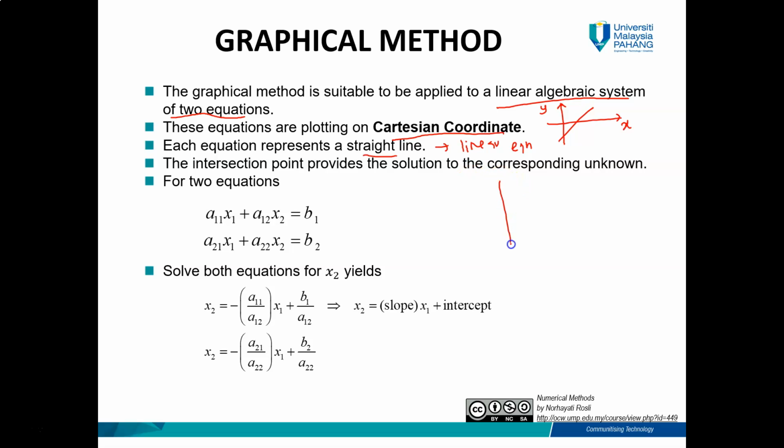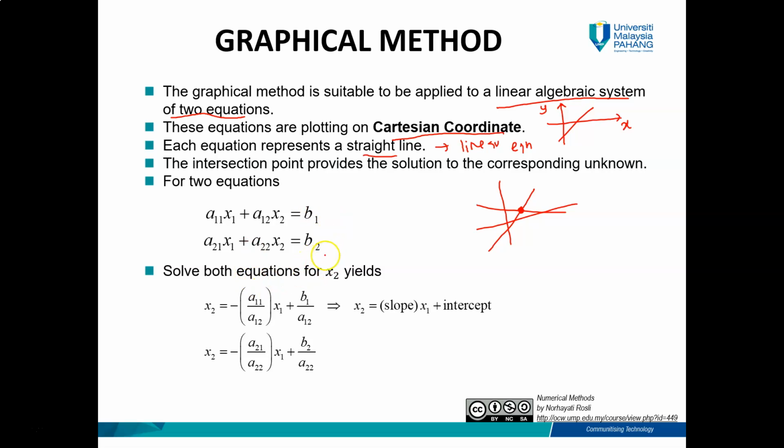It means that here, for example, this one is our first equation, which gives us this straight line, and this is our second equation. The intersection point here is the solution of our problem. For example, here we have two equations: a11x1 plus a12x2 equal to b1, and a21x1 plus a22x2 equal to b2.